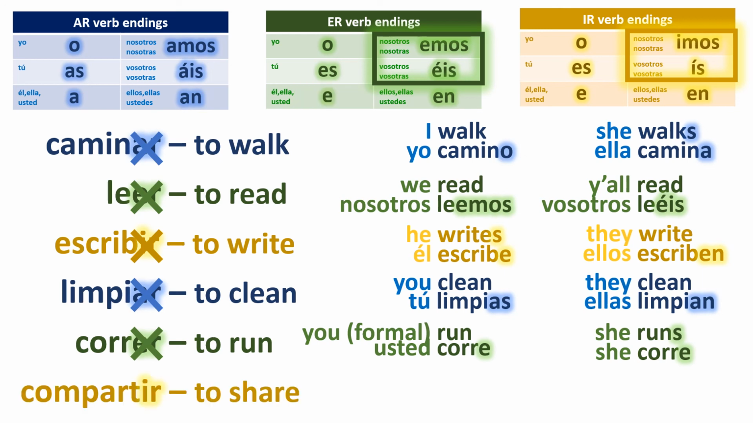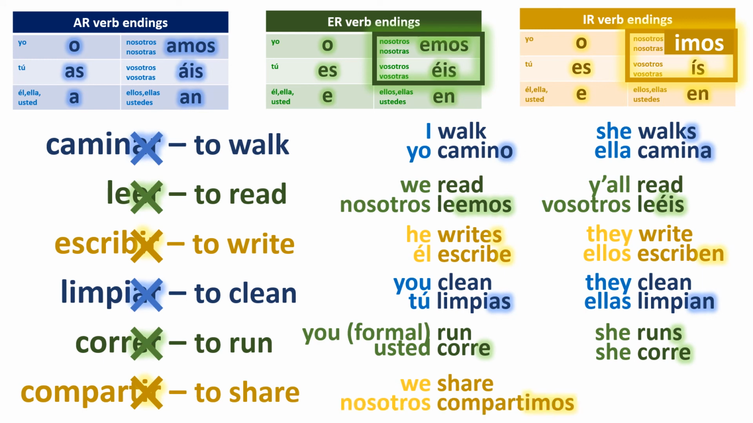Compartir is an IR verb that means to share. The first step to conjugating the verb compartir is to take off the IR. Compart is the stem. We share. What is the word for we in Spanish? Nosotros or nosotras. What is the IR ending for nosotros y nosotras in the present tense for IR verbs? Imos. So we have to use our stem or our root, compart, and add imos. Compartimos.